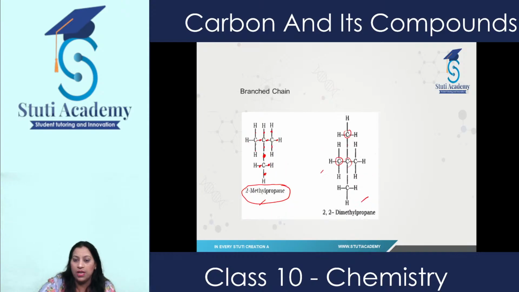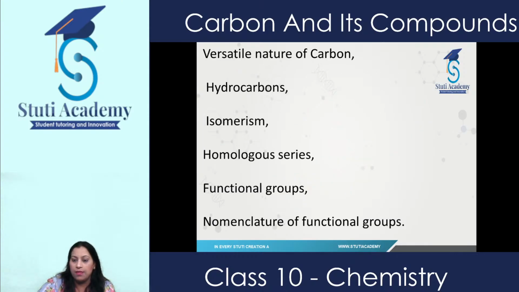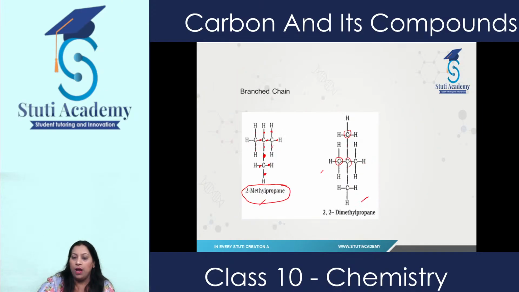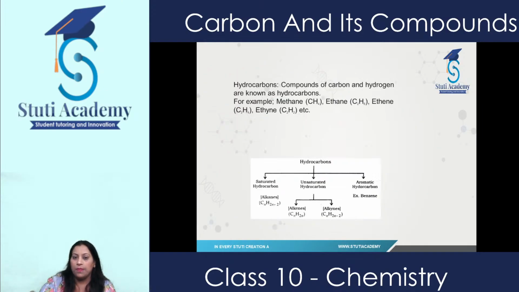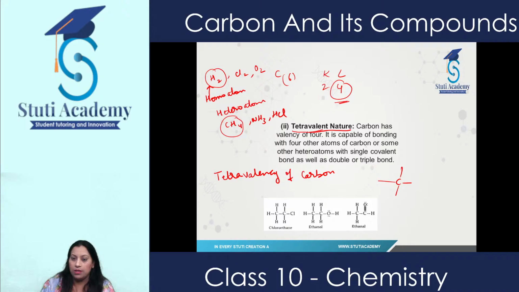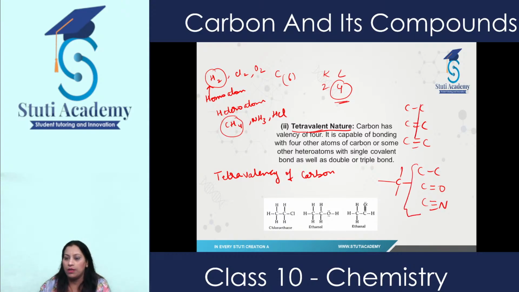And how are these bonds there? First I'll discuss hydrocarbons. A single bond is drawn like this, a double bond like this, and I will represent the triple bond like this. So these are the triple bonds, single or double or triple, right? So these are the different types of bonds which are formed by carbon due to this tetravalent nature.